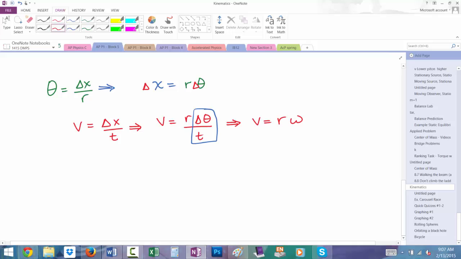So if you know the angular velocity and you know how far out something is on the circle, then you can figure out its translational velocity without doing any other work. That's pretty sweet.